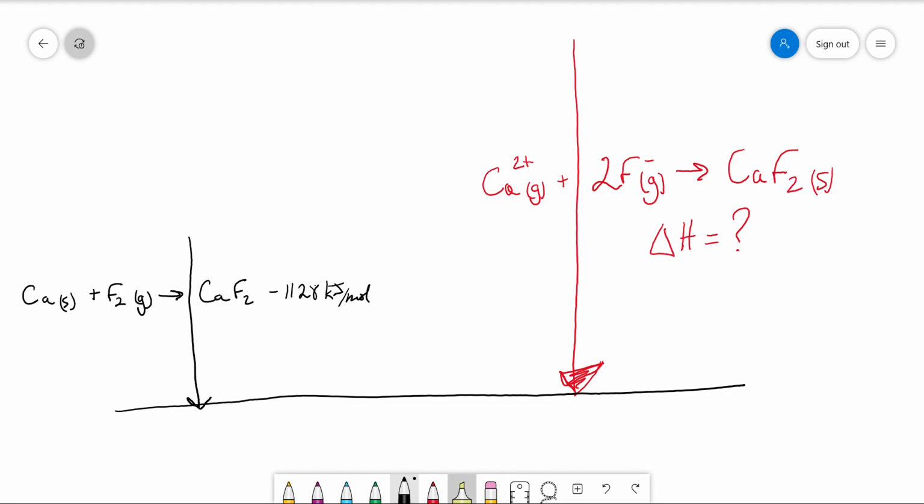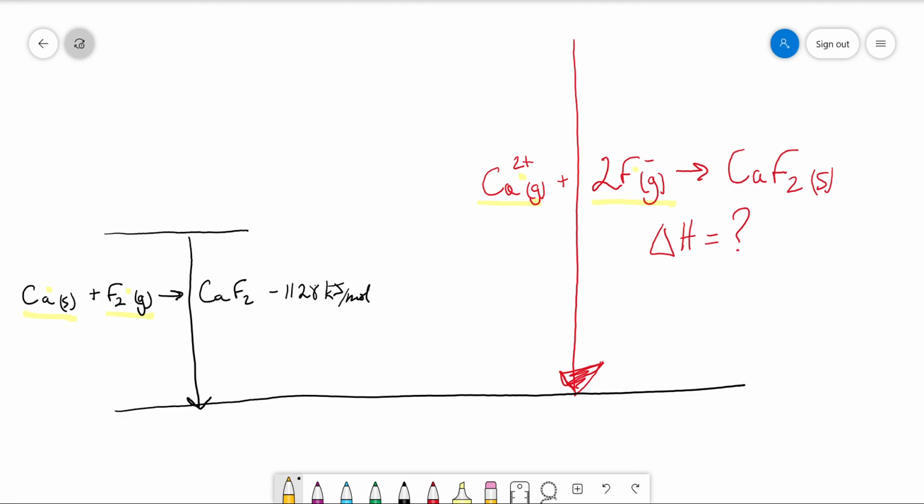But notice the calcium does not look like that calcium. The fluorine does not look like this fluorine. So that's what we're trying to do, is turn this calcium solid into this calcium 2+ gas, turn this fluorine, this F2, into this 2F- gas. Okay, so that's how we will proceed.